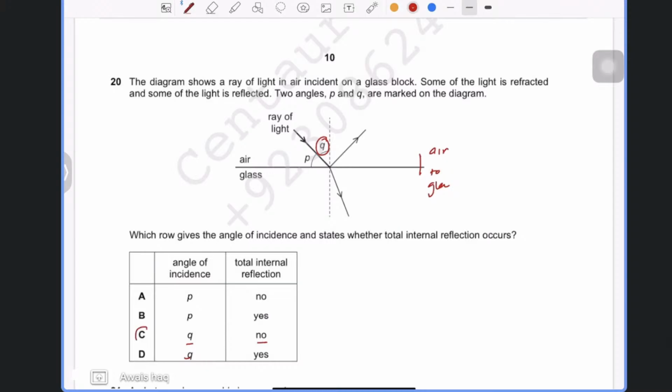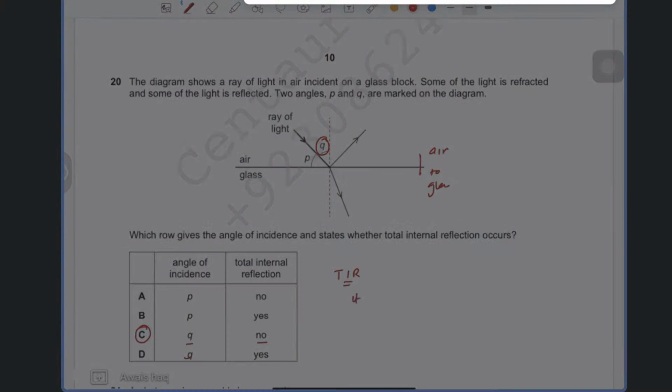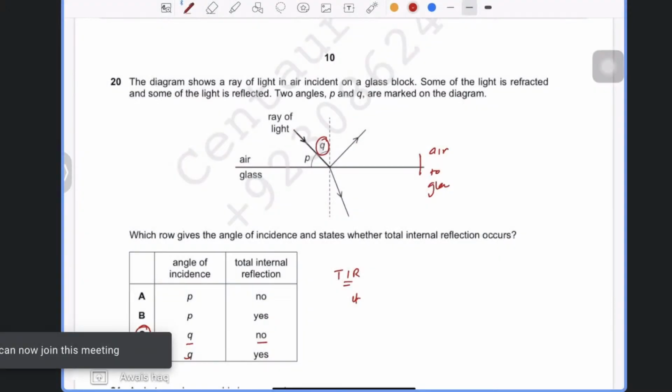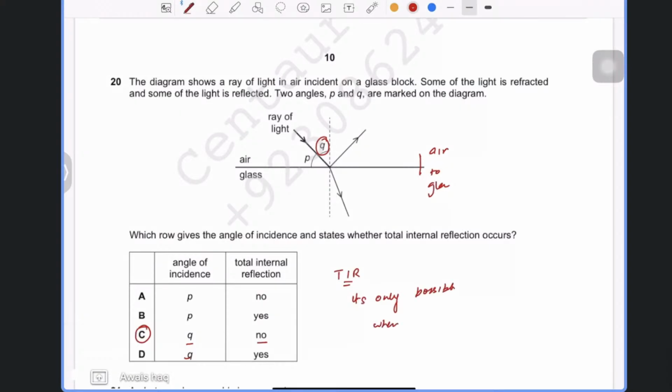The reason is that total internal reflection is only possible when light is moving from more dense to less dense. Right now, the light is moving from less dense to more dense, so that's not possible. Is it clear?